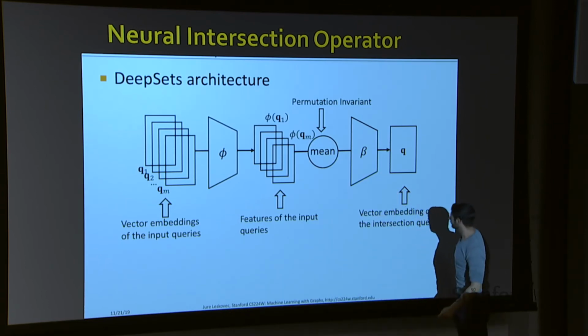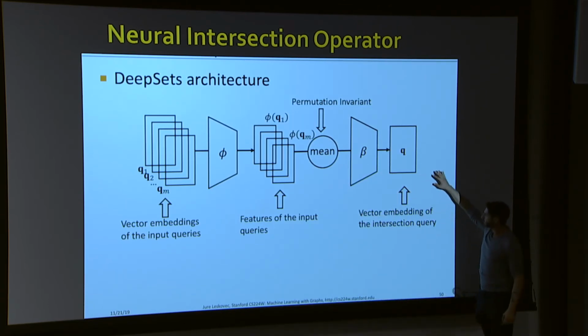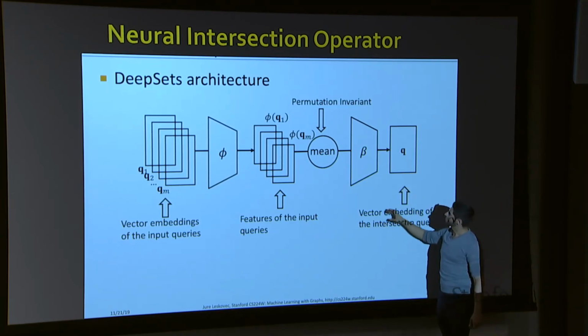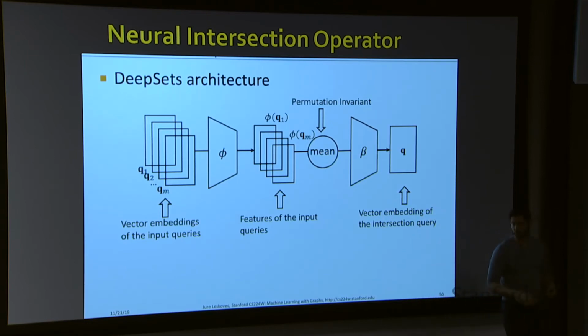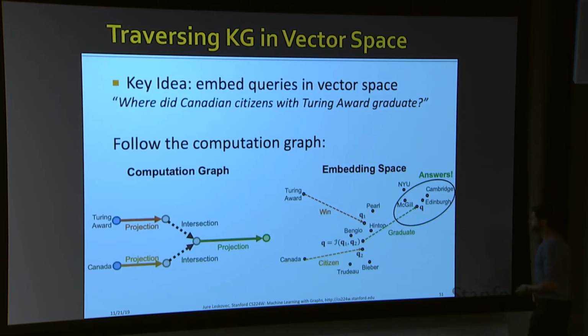Apply another layer of neural net, and then we obtain the vector embedding of the intersection query. Now, what you need to care about is the fact that our phi and beta will end up in our training, so there will be parameters that we learn, and then we learn how to do this intersection correctly. And the architecture is called deep sets. There are papers about it, so if you want to know more, you know where to go and check. But this is a problem that is solved in some sense, okay? So we're going to use it now to work on our intersection.